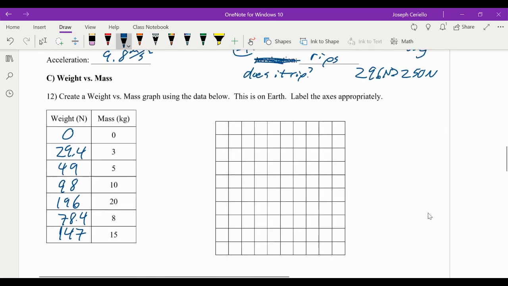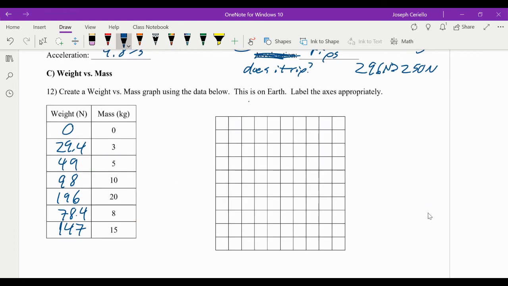Okay, so weight versus mass. So you have to do a few things here. You have to do weight versus mass. You have to give it a title. Okay, hold on, I'm freezing up for half a sec. All right. So on the y-axis, we have weight. Don't forget to put the units there. That is important, newtons. On the x-axis, we have mass, and that's in kilograms.